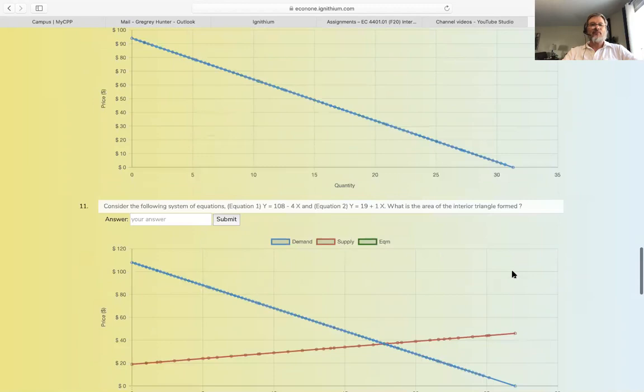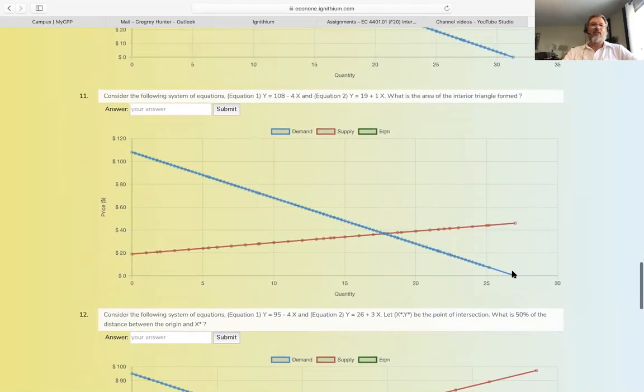Okay, great. So now let's go on to the next one. So consider the following system of equations, blah, blah, blah. What is the area of the interior triangle?